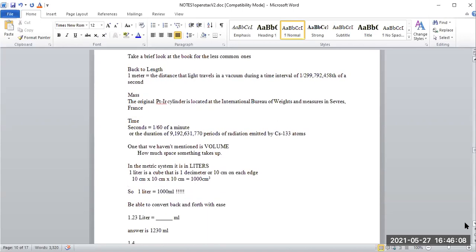All right, time is based upon radioactive clocks, specifically cesium clocks. Cesium decays very fast, and if you have about 9 billion-ish periods of radiation from a cesium clock, that is basically 1 second.